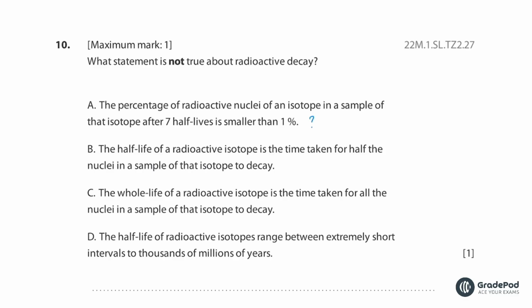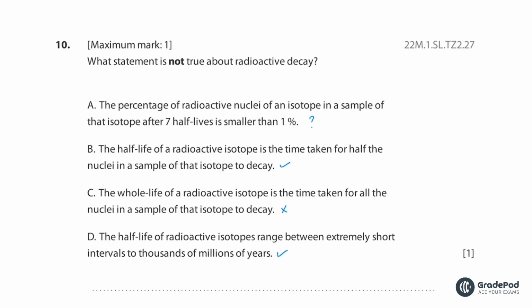The half-life of a radioactive isotope is the time taken for half the nuclei in the sample to decay. That's true. The whole life of a radioactive isotope is the time taken for all the nuclei. No, I've never heard of whole life before. That doesn't make any sense. And D, the half-life of the radioactive isotopes range between extremely short intervals to thousands of millions of years. That's true.